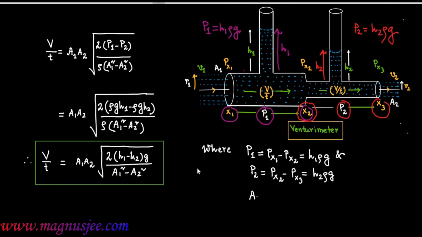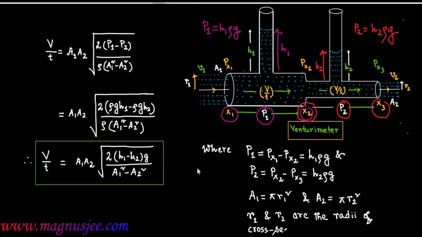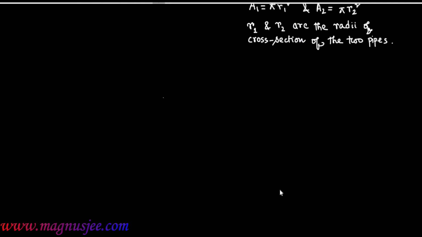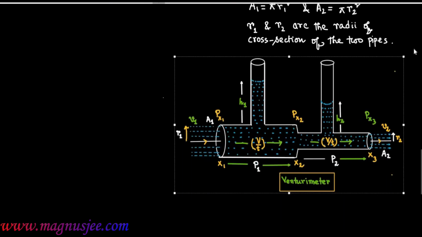So V/T is equal to A1 A2 √(2(H1 − H2)g / (A1² − A2²)), where the areas of cross section of the two pipes are A1 = πR1² and A2 = πR2², and R1 and R2 are the radii of cross section of the two horizontal pipes x1 x2 and x2 x3. R1 and R2 are the radii of cross section of the two pipes.